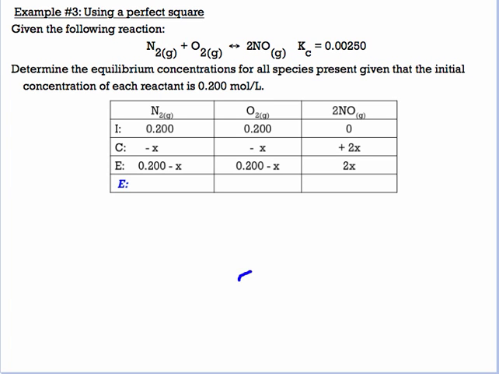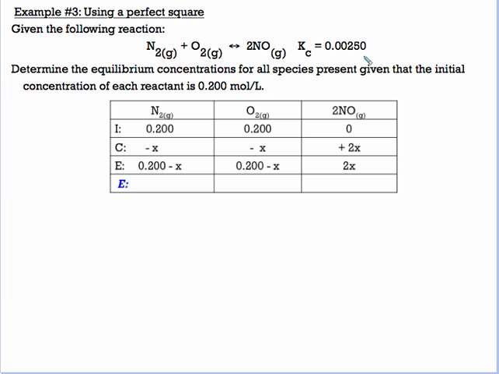Okay, so we are going to start off with an example of an ice table, but we're going to use a perfect square trick to help us out of any complicated math. So, first of all, we are looking at the equation up here. So we've got N2 plus O2, equilibrium arrows, goes to 2NO gas.